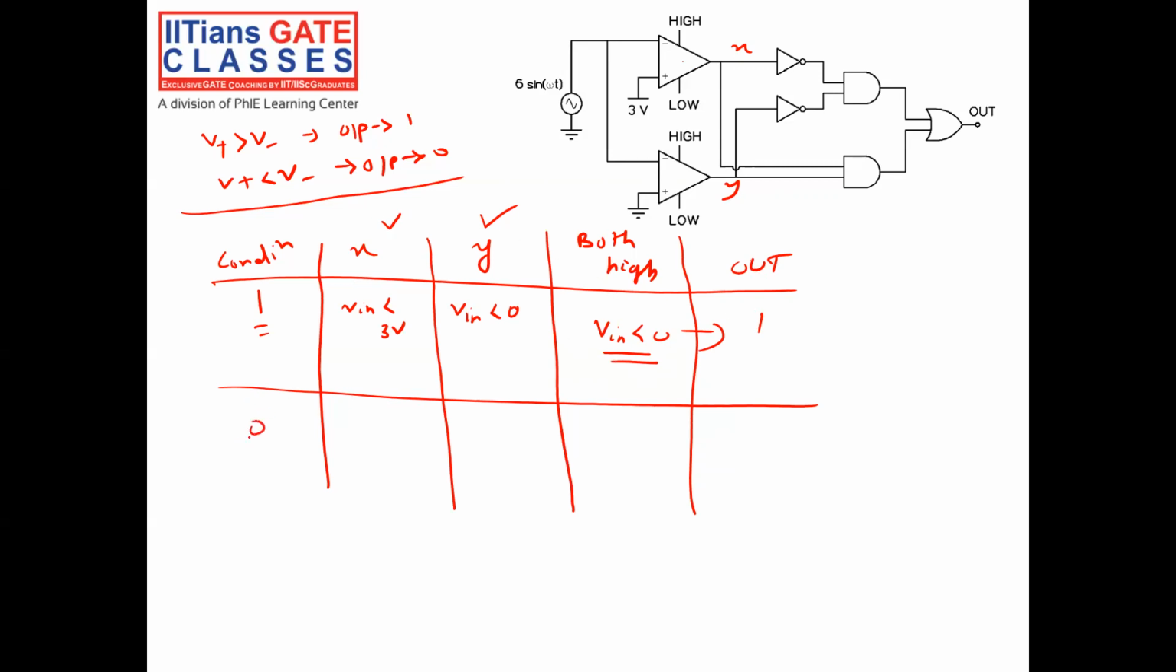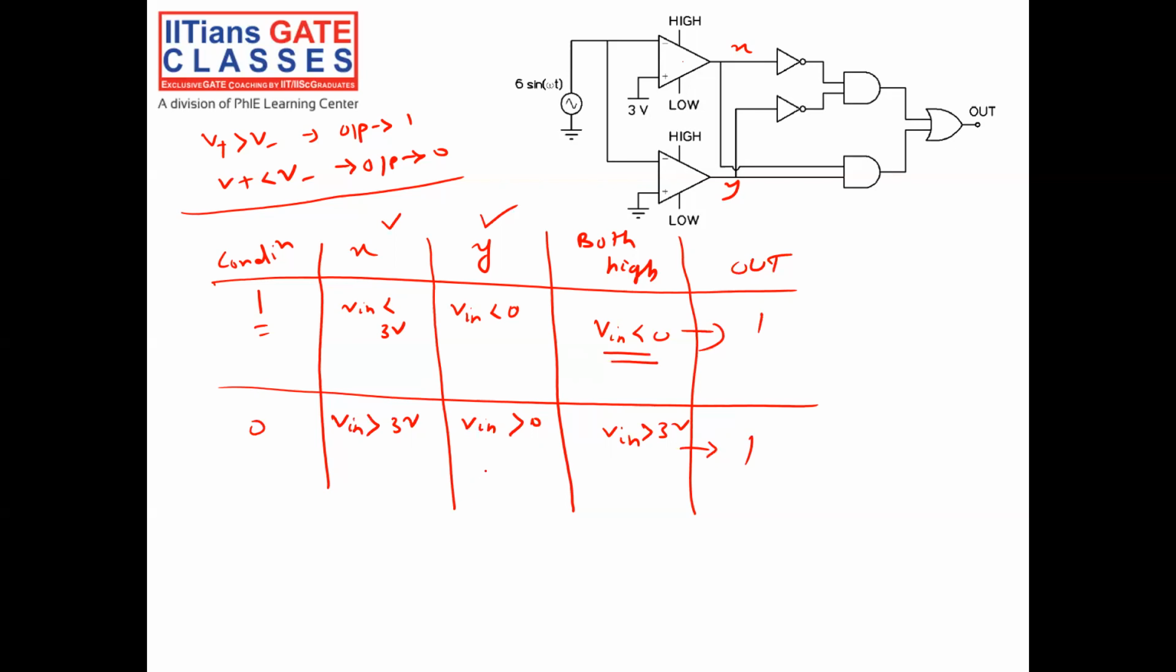Then we'll take the condition of 0. What is the condition of 0? If Vin is greater than 3 volt, x will be 0. For y, Vin should be greater than 0. Greater than 3 is for x, greater than 0 is for y. This implies both will be 0 when Vin is greater than 3 volt. This is the common point. When both are 0, then my output will be 1.